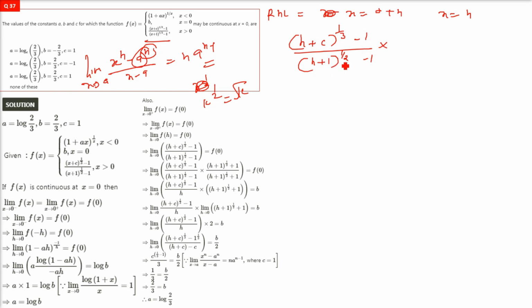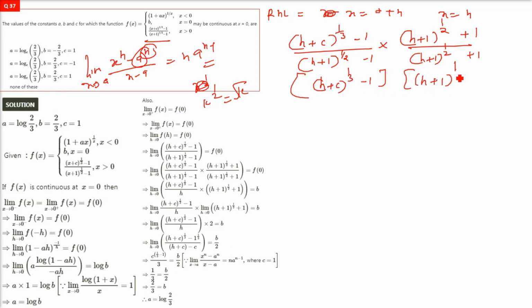Okay, so half power is root only. So we multiply numerator and denominator by h plus 1 to the power half plus 1, in order to rationalize the denominator of this term. So h plus 1 to the power 1 by 3 minus 1, and this is going to be h plus 1 to the power half plus 1. Now this is going to be a square minus b square, so h plus 1 to the half squared minus 1 squared. The 2 gets cancelled, h plus 1 minus 1, the 1 gets cancelled, you get only h. So you have h in the denominator.